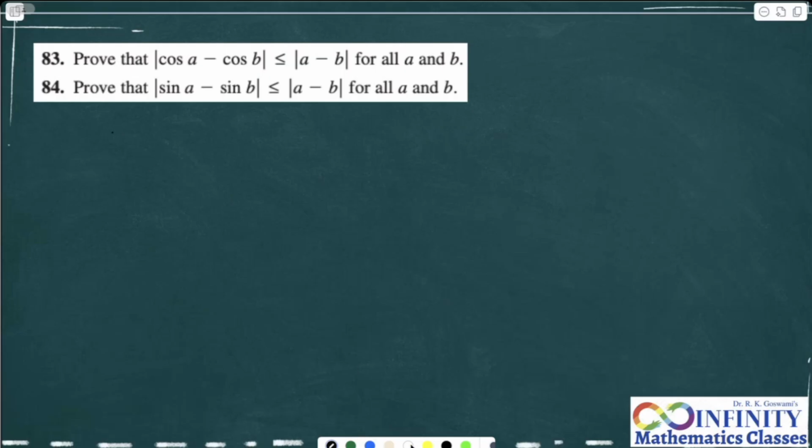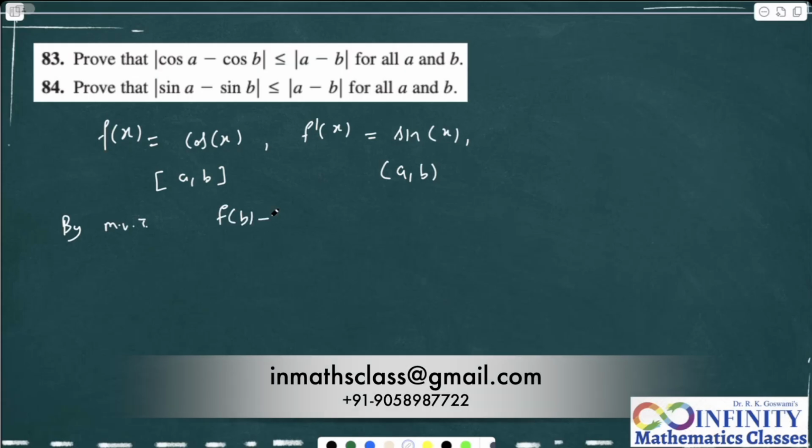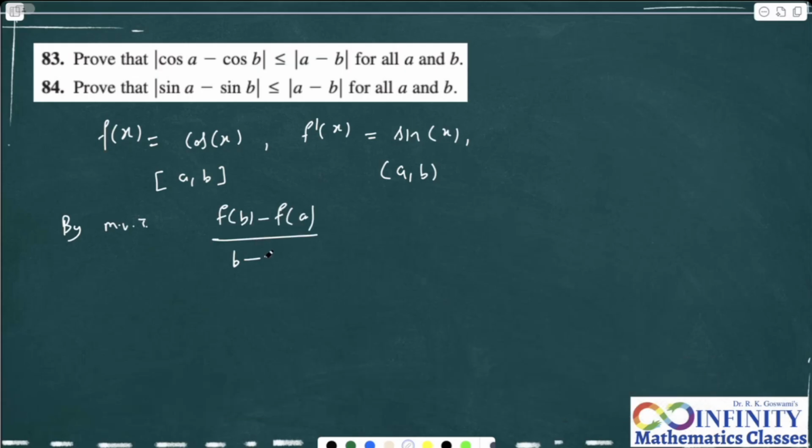If you consider the function, first, it is cos x. What is the derivative of cos x? The derivative of cosine x is negative sine x. If you consider the interval [a, b], there is no issue in the continuity over [a, b], and no issue in the existence of the derivative over the open interval (a, b). So by MVT, (f(b) minus f(a)) over (b minus a) should be equal to the derivative at some point c, where c lies between a and b. Do you agree? Yes.